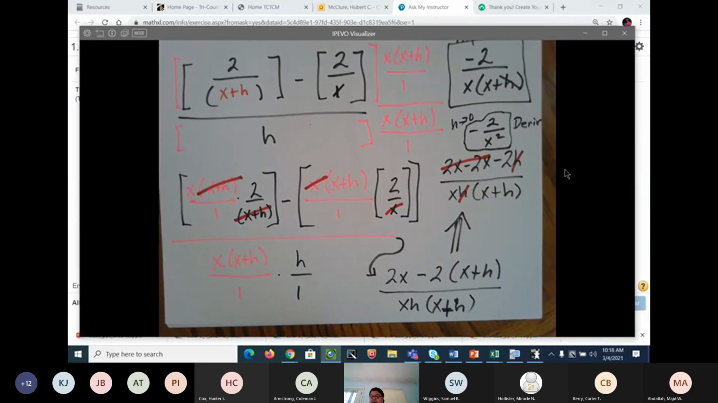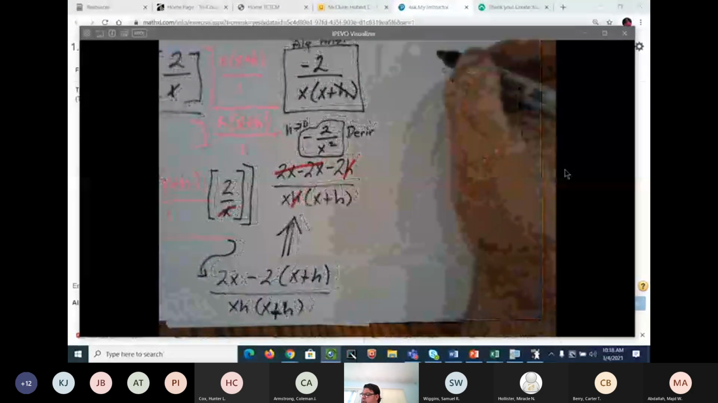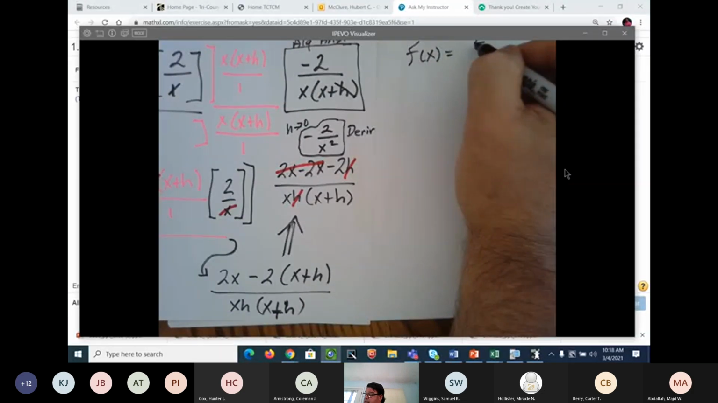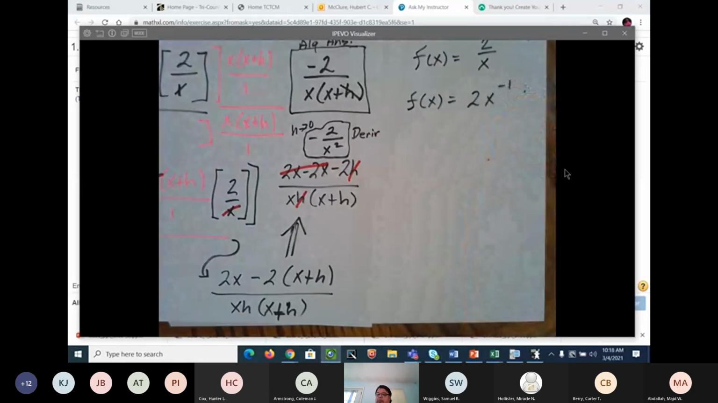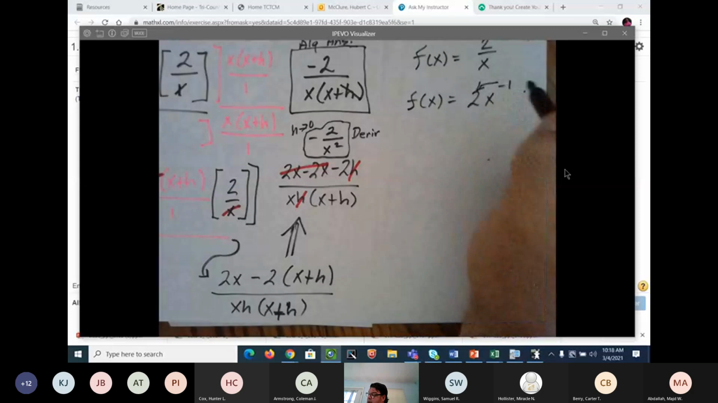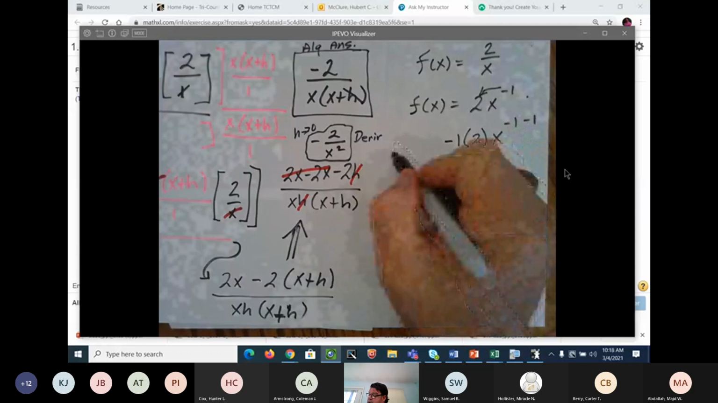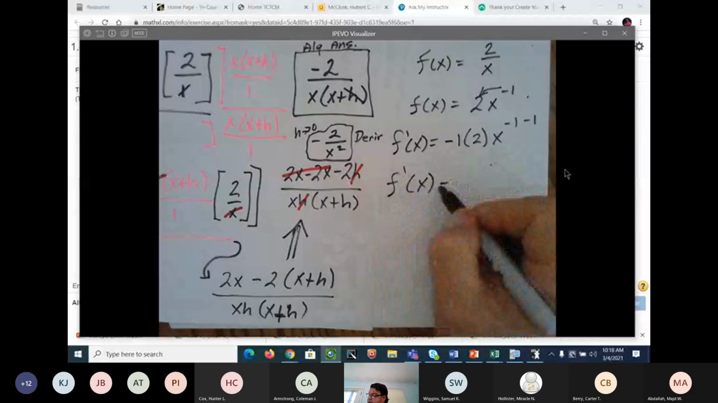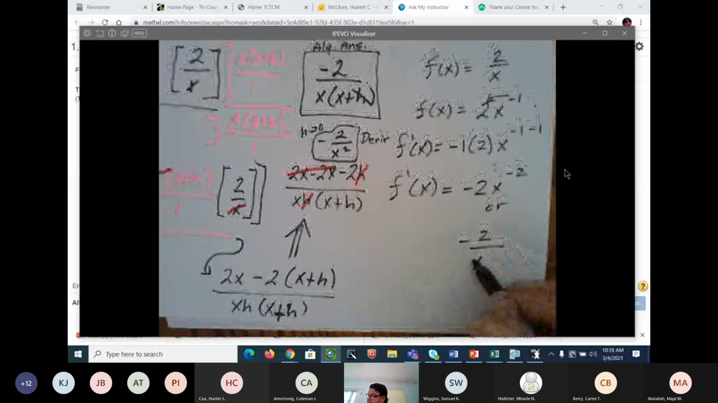Now you could have easily done that with calculus. On the next page, we will do that. F of x is equal to, what was it? 2 over x. F of x is equal to 2 x to the negative 1. Bring that 1 out. That'd be negative 1 times 2x to the negative 1 minus 1. And that's f prime of x. And f prime of x, which is the derivative, is negative 2 x to the negative 2, or negative 2 over x squared.